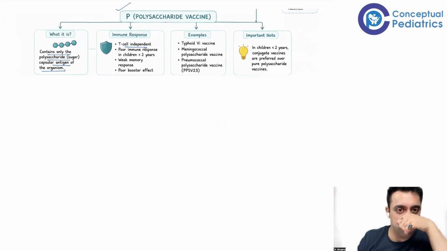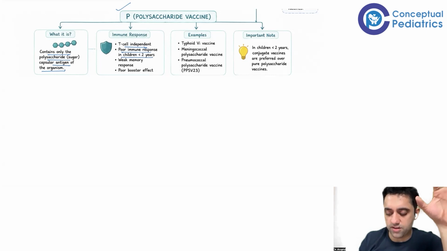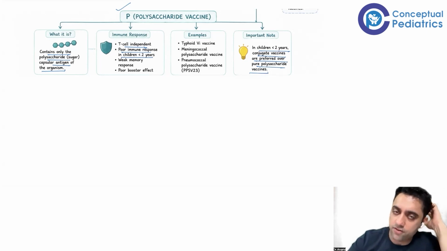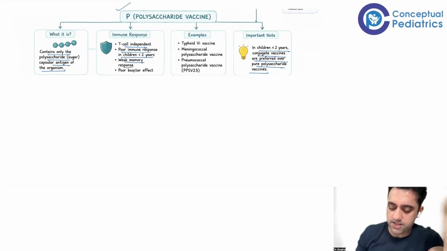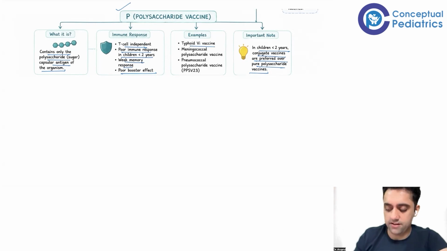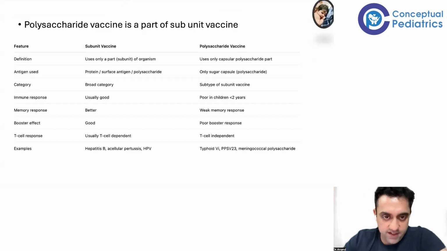And it is T cell independent. So it gives a poor immune response in children less than 2 years. In children less than 2 years, conjugate vaccines are preferred over the polysaccharide vaccine because polysaccharide vaccines are not going to give a very good immune response under 2 years. That's because they have very weak memory response, very poor booster effect, and all that. Examples are the typhoid vaccine, meningococcal polysaccharide vaccine, or pneumococcal polysaccharide vaccine. Remember, under 2 years we avoid polysaccharide vaccines because of weak memory response and poor booster effect.